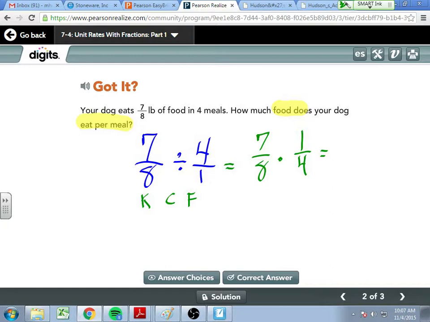That then becomes 7/32. And can that reduce? I don't think so. 7's prime. So unless 32 is divisible by 7, we're stuck. It could be a decimal. And 32 is not divisible by 7. So that's going to be 7/32.